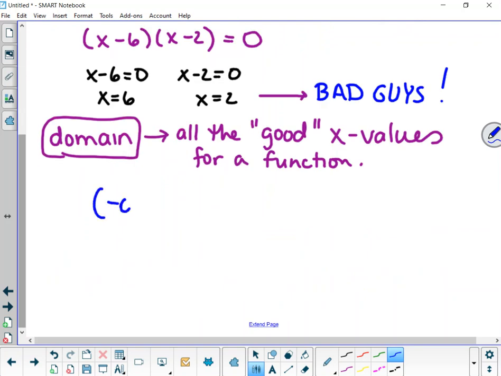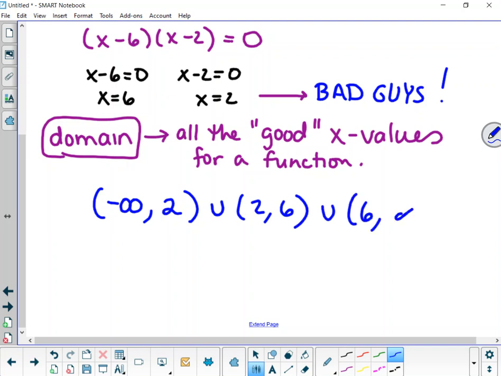So when I write my domain, I'm going to say I'm good from negative infinity up to, actually I lied, not up to 2. So, oh. Hi. I'm good. Nope. Sorry. See, I'm polite. I didn't make a face till he wasn't looking at me.